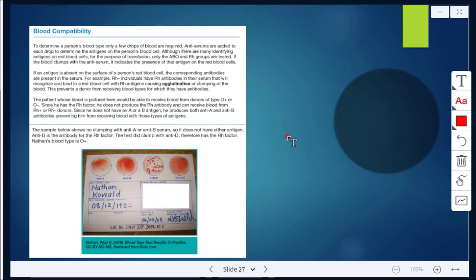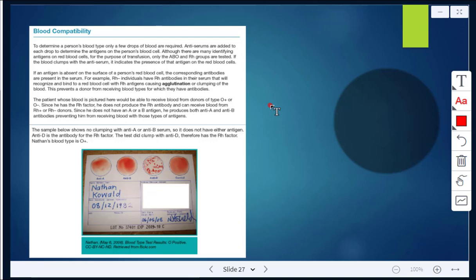All right, this is a sample showing what agglutination would look like. So this one here and this one here and this one here, they don't show agglutination, but here we can see agglutination happening.